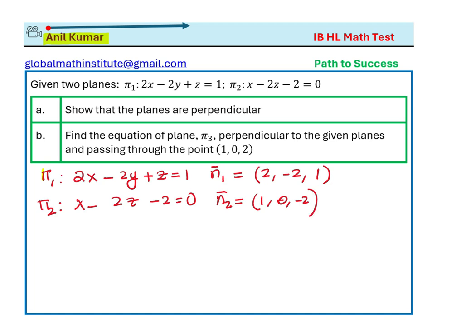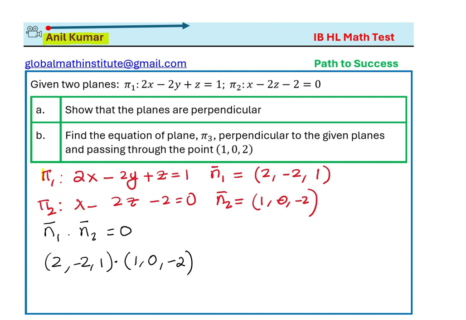Now, if the two planes are perpendicular, that means their dot product is 0, right? So the dot product of n1 and n2 should be equal to 0. That verifies whether the planes are perpendicular or not. So we'll do (2, minus 2, 1) dot (1, 0, minus 2). In different parts of the world, this dot product is done in different ways. You follow your own method, and we'll get the same result.